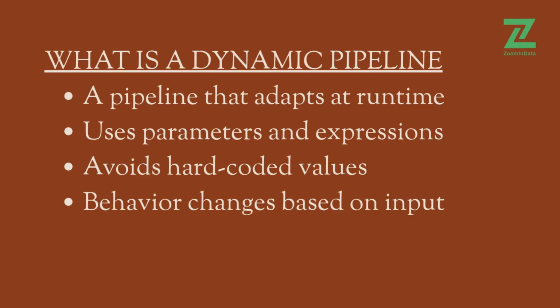A dynamic pipeline is a pipeline that adapts at runtime. It uses parameters and dynamic expressions instead of hard-coded values. Because nothing is fixed permanently inside the pipeline, its behavior can change based on input values provided during execution.